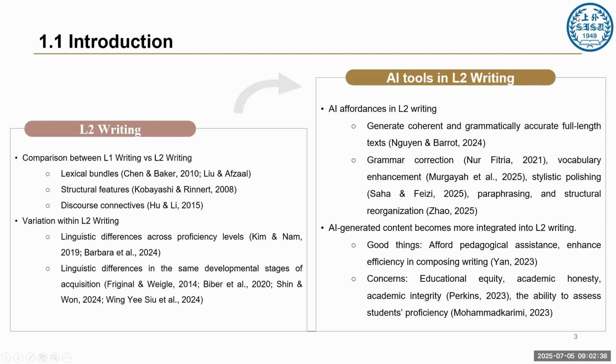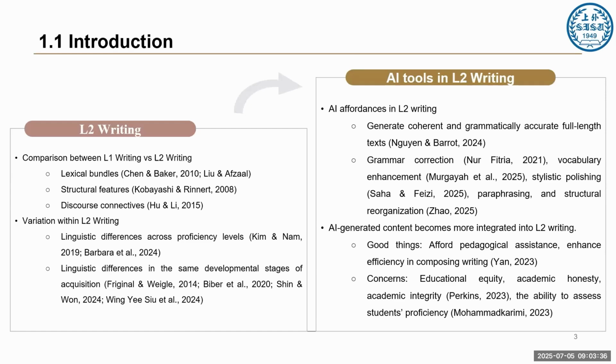And some of them may focus on the linguistic differences of the text in students' writing at the same proficiency level, but with different backgrounds, such as nationality or different study major. As the theme of this conference, we have noticed that L2 writing has been rapidly influenced by the emergence of AI tools, as AI has various affordances in L2 writing. It can help to generate full-length text with 0 grammatical errors, and it can help generate coherent language, and it also can finish some specific tasks like correcting grammar, enhancing vocabulary, polishing language, paraphrasing, or reorganizing the structure.